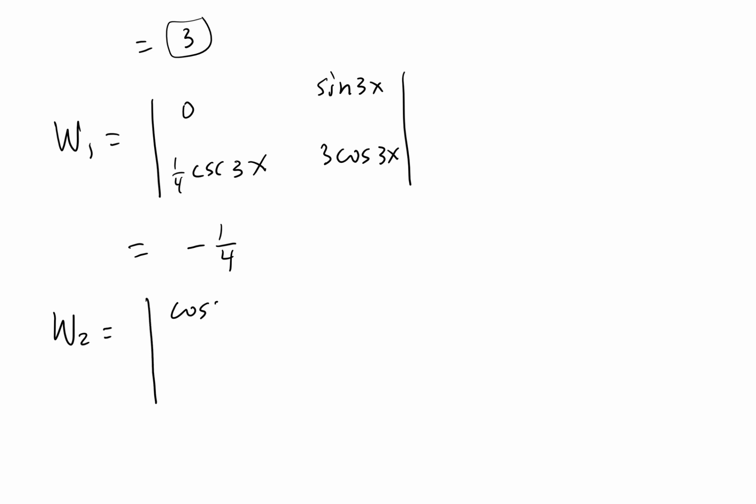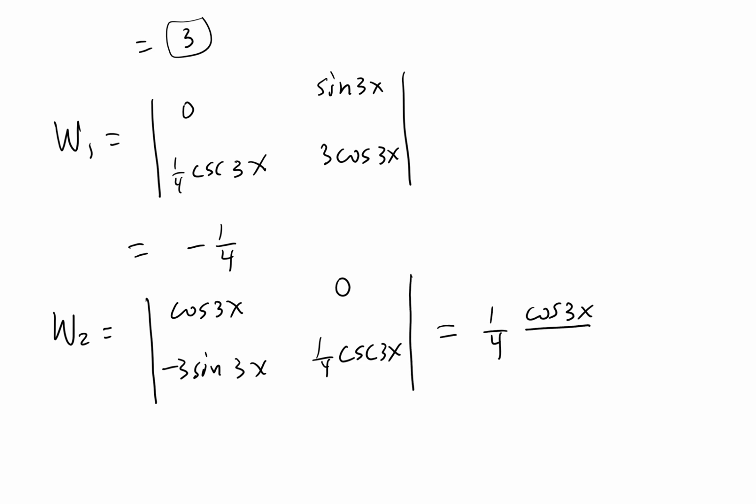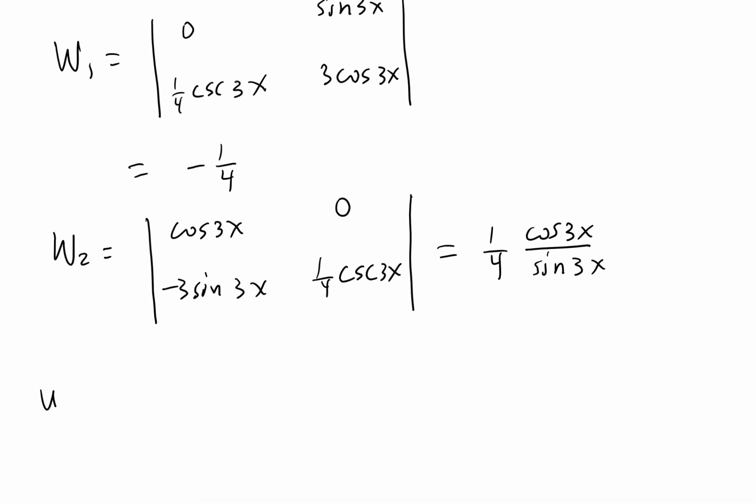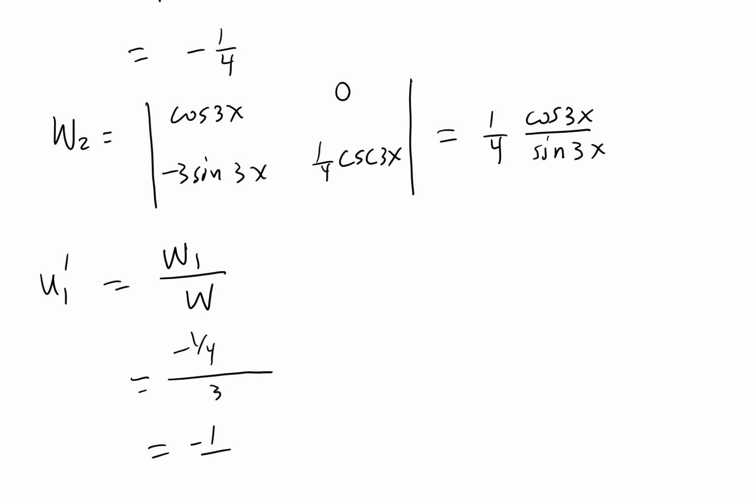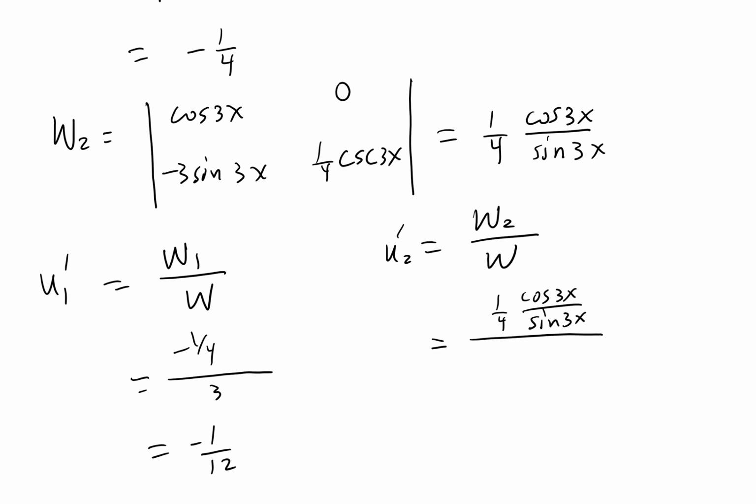W2: cosine 3x, -3 sine 3x, and here we have the 0, 1/4 cosecant 3x. When we multiply it out, you get 1/4 cosecant 3x times cosine 3x, which is 1/4 cosine over sine. Now u1 prime is W1 over W. W1 is -1/4, and W was 3. So it's -1 over 12. And u2 prime is W2 over W. W2 is 1/4 cosine 3x over sine 3x, and W is 3. So that gives us 1 over 12 cosine 3x over sine 3x. I'm leaving it like this. You can write it as cotangent if you like, but later when I integrate, it's simpler this way.